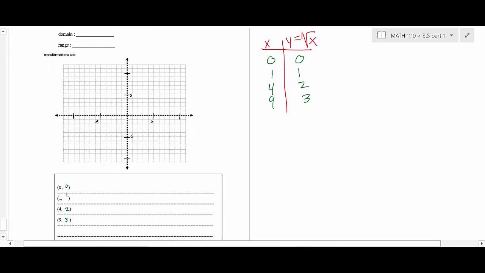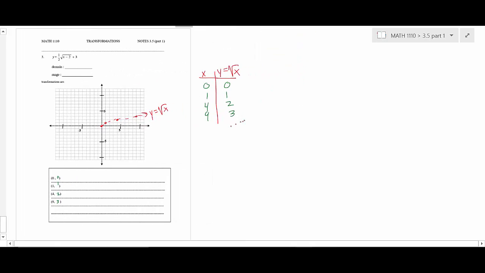Okay, all right, so let's go ahead and plot those 4 points as our elementary functions. So we're going to have 0, 0, 1, 1, 4, 2, and then 9, 3. And we've already learned that. We learned that last week. That's what the graph of y equals square root of x looks like. Okay. Now let me write down what we're doing on here. We got y equals 1/2 square root of x minus 2 plus 3.